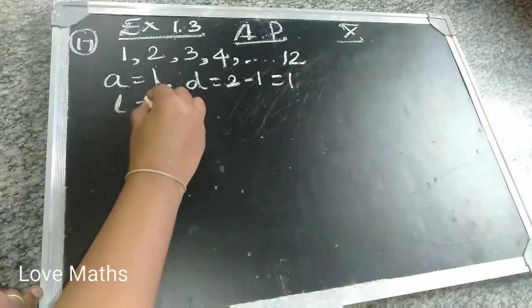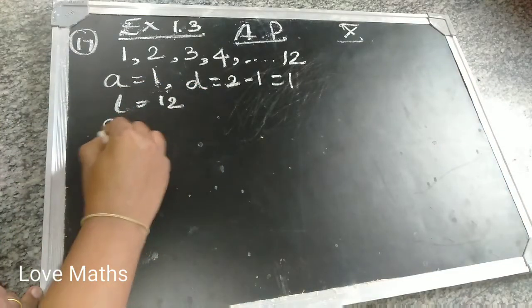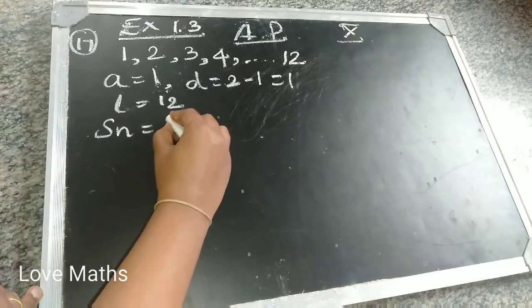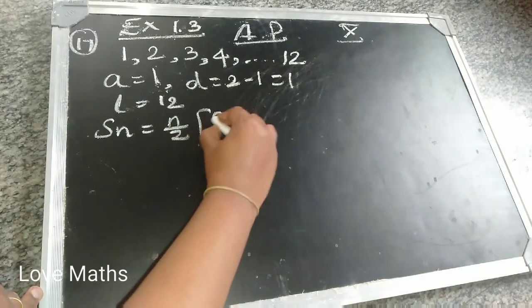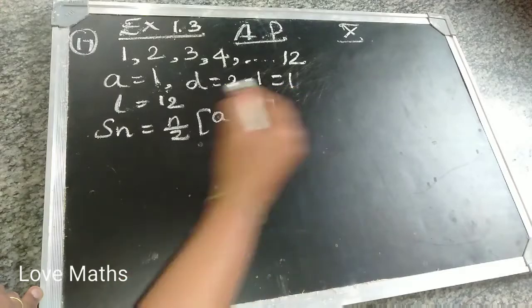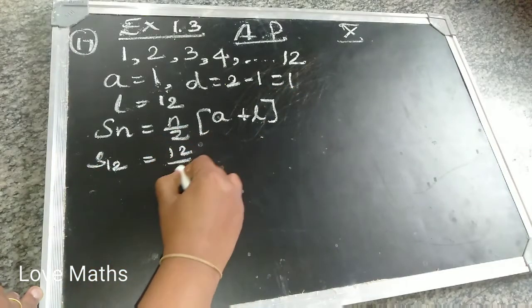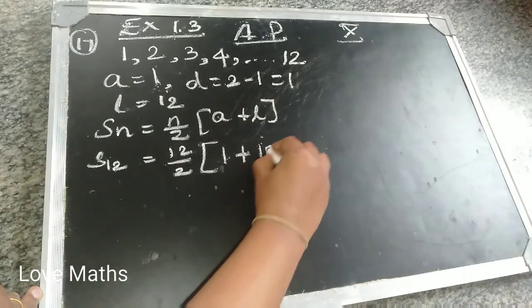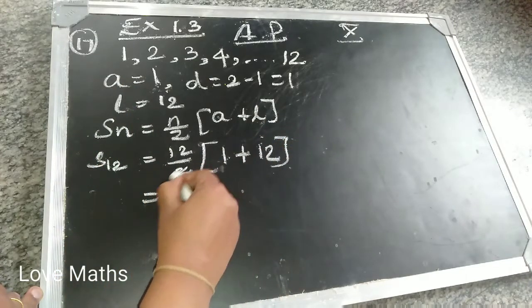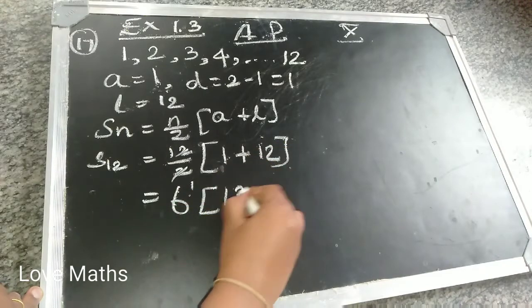L, the last term, is also given. You just want to find the sum of trees, that means Sn. What is the Sn formula? Since L is there, it is n by 2 into (A plus L). So S12 is 12 by 2 into what is A? 1. What is L? 12. So 12 by 2, 6 2s are 12, 1 plus 12 is 13.